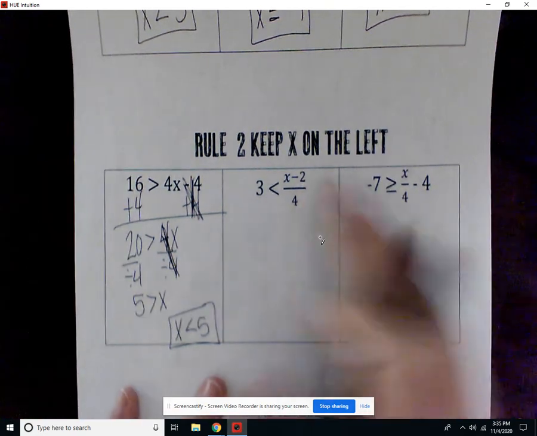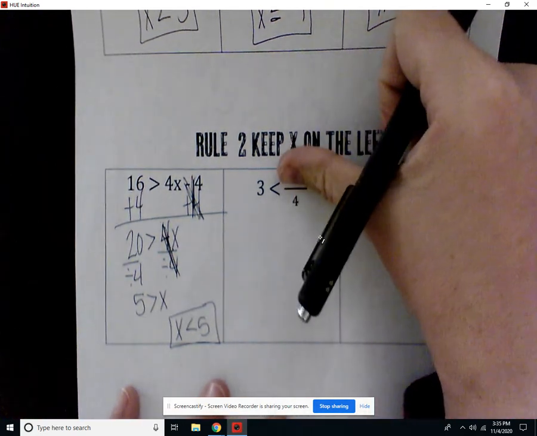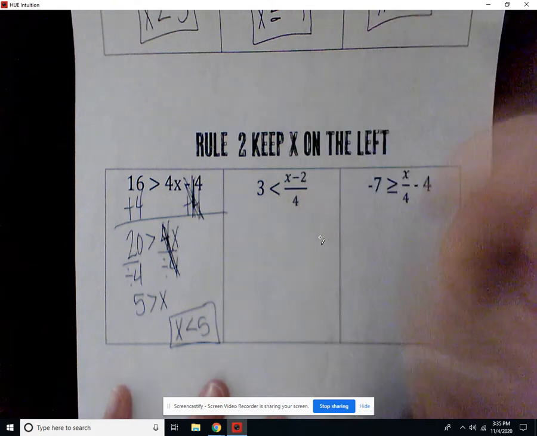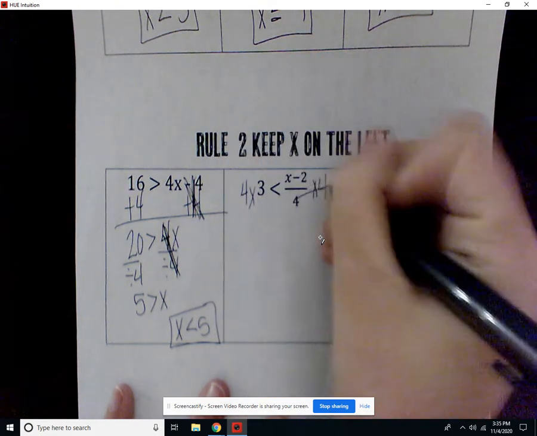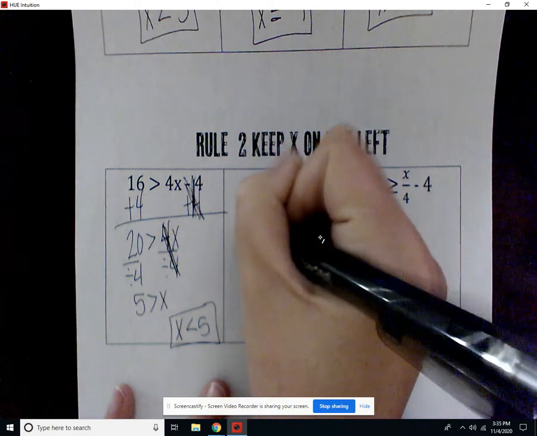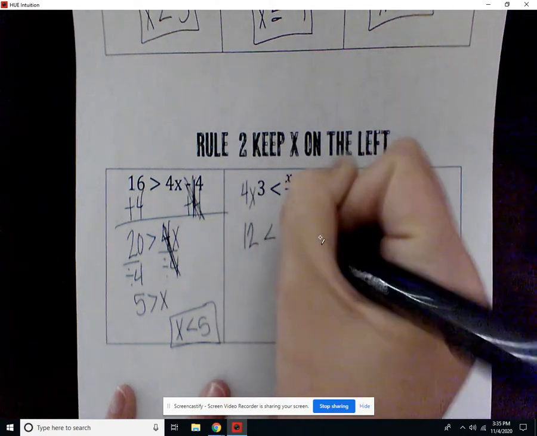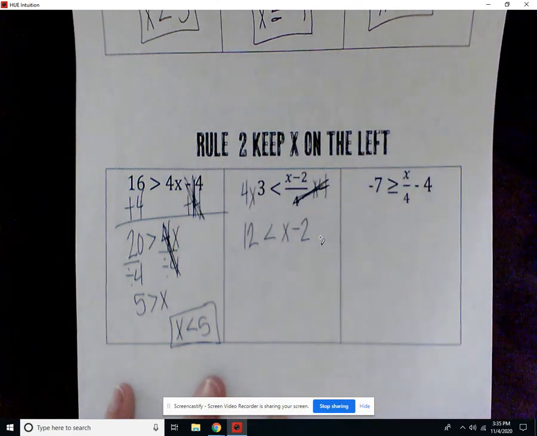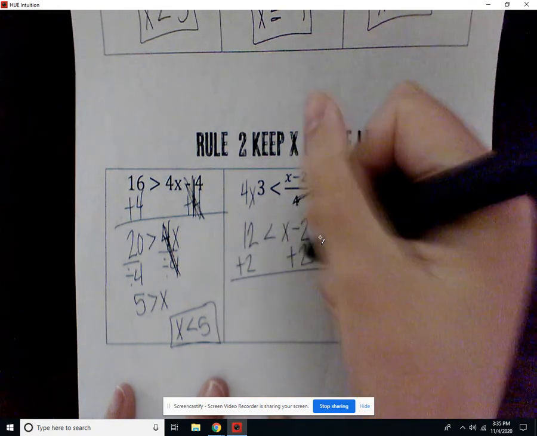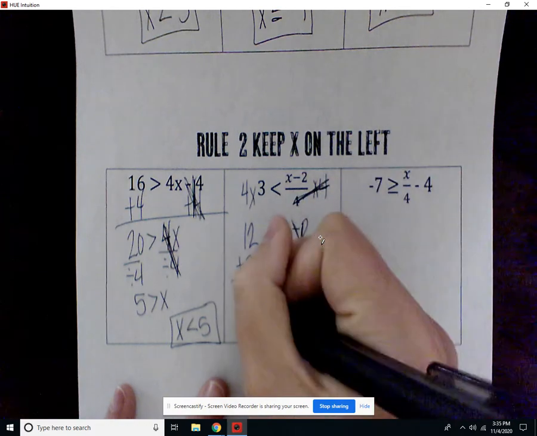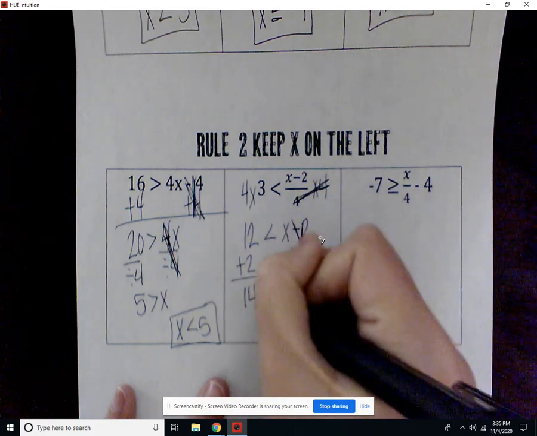Okay, so again, cover up our x. So it's a fraction. We're going to get rid of it. We're going to multiply both sides by 4. 4s will cancel. 4 times 3 is 12. Bring down x minus 2. Opposite of minus 2 is plus 2. 2s will cancel. 2 plus 12 is 14.